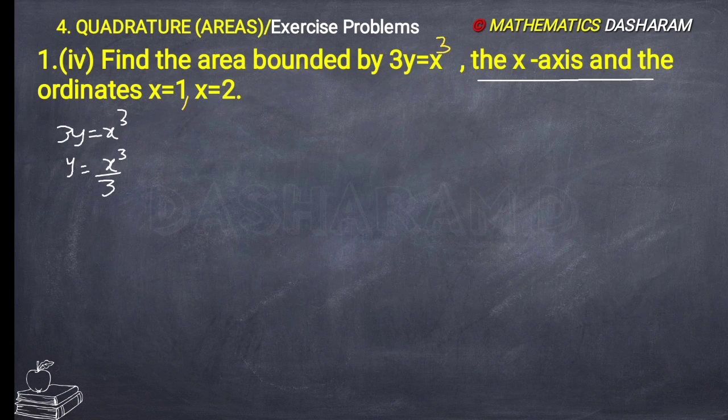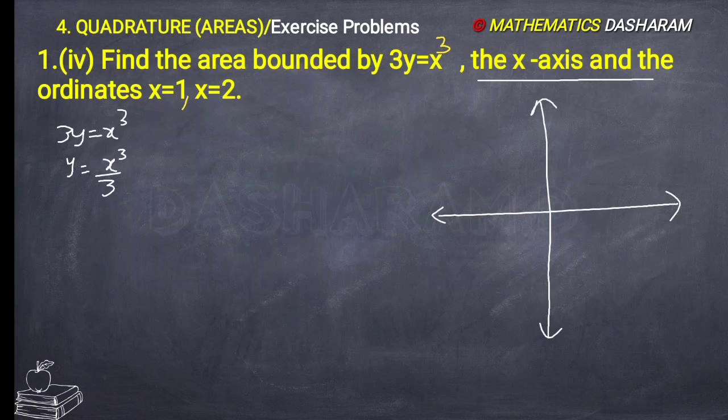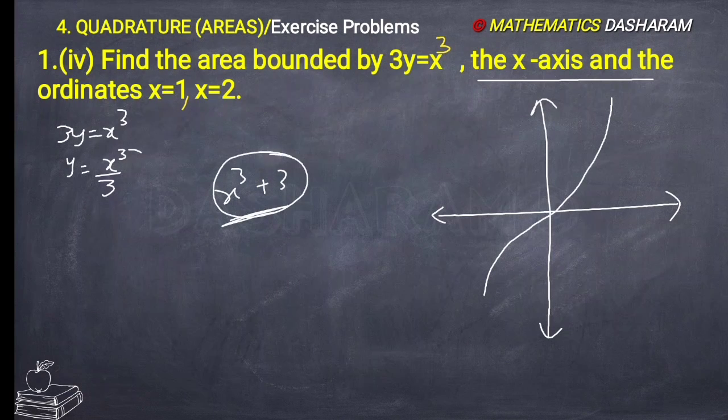We know that the graph for a cubic polynomial, we already learned in 10th class. It will pass through the origin. Why? Because there is no constant in the given function. For example, if x cube plus 3 is there, then definitely it will not pass through the origin. But here no constant is given, so that is why it will pass through the origin.